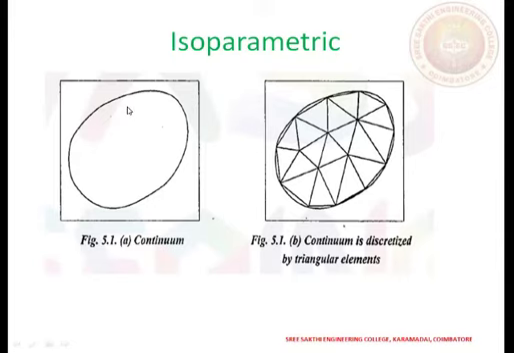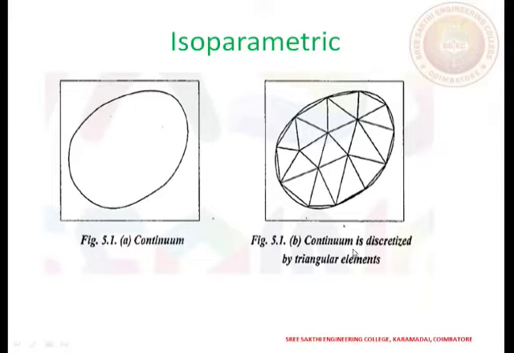How will this process be done? By means of dividing the sections, by means of the discretization process. In FEA software it is called meshing. Meshing and discretization are both the same. So here the geometry can be discretized. How is it discretized? By means of triangular elements.